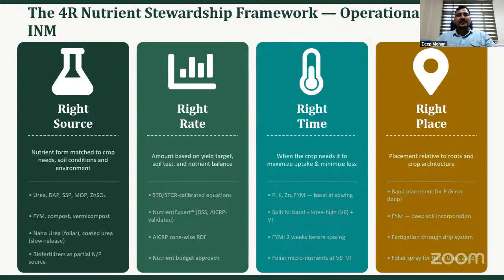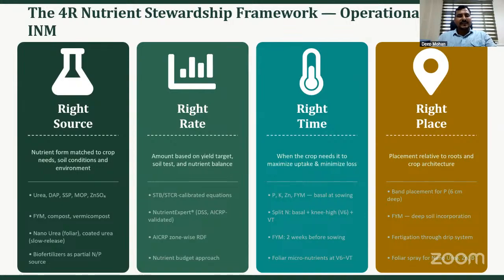So right source means which fertilizer to use. For nitrogen, urea; for phosphorus, we use DAP or SSP. Remember, SSP also gives sulfur in addition to phosphorus. For zinc, we can go for zinc sulfate, heptahydrate or monohydrate, whatever is available in the market. We can adjust the dose accordingly. For organic matter, FYM or compost or vermicompost, according to availability of source or purchasing power.